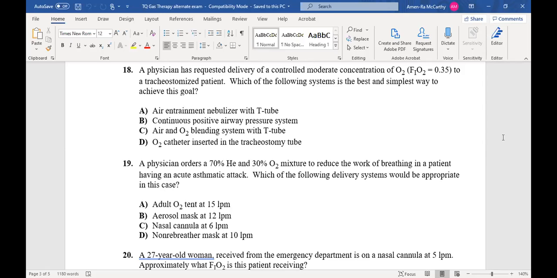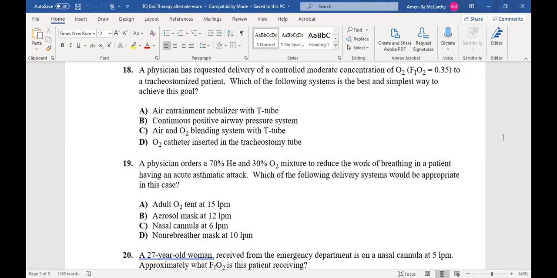D. Say it again. Which one you say? D as in dog. O2 catheter? No. I got you. Air and O2 blending system with T-tube? I would have went with A. Air entrainment nebulizer with a T-tube. That's the aerosol trach collar. Aerosol T-tube, aerosol trach collar, right?